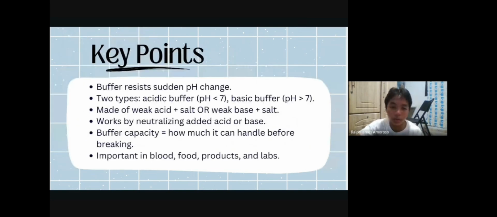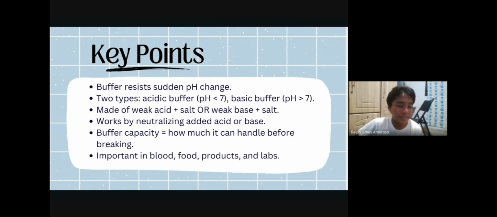So ito po, key points po ng ating lesson ngayon. Buffer resists sudden pH change. May two types po na buffer. Acidic buffer, which yung pH po ay less than 7. At basic buffer, na yung pH po ay greater than 7. Buffer is made of weak acid plus salt or weak base plus salt. So yun. A buffer works by neutralizing added acid or base.